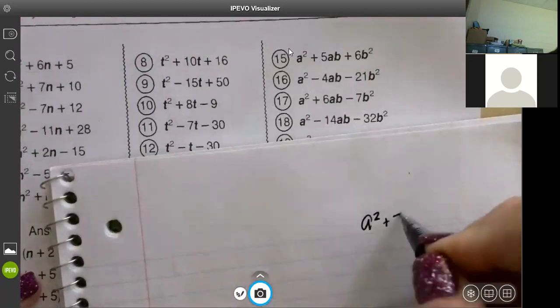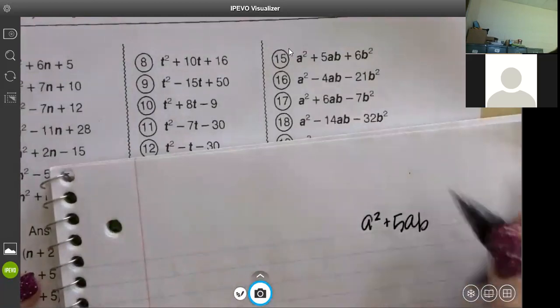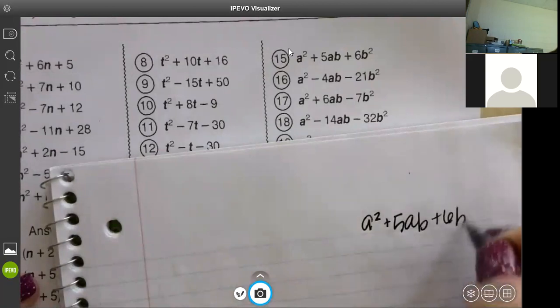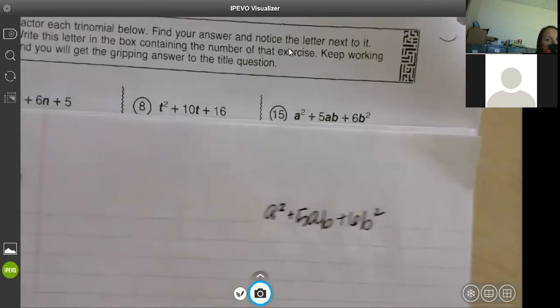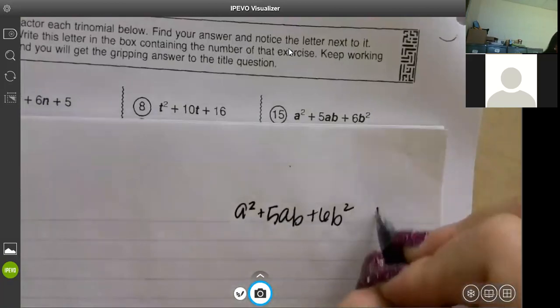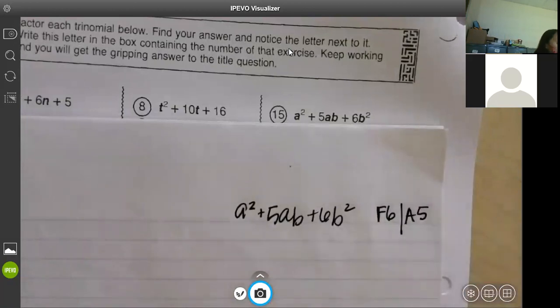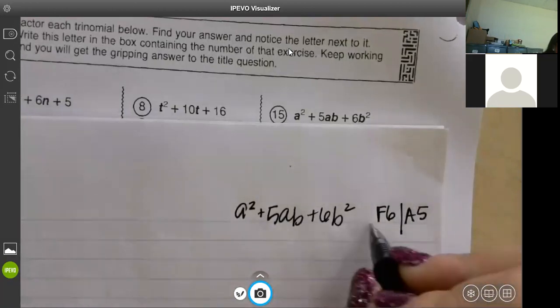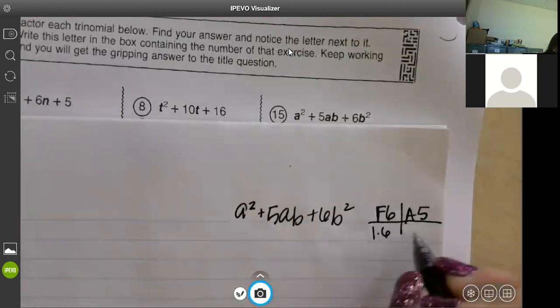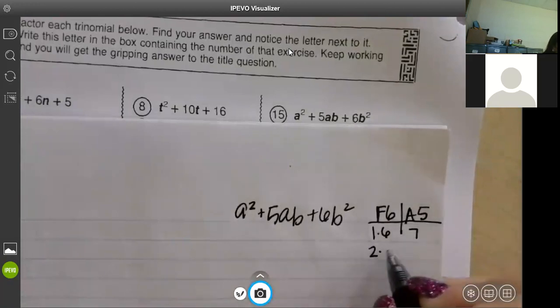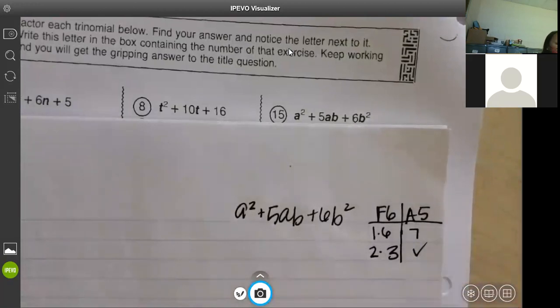We have A squared plus 5AB plus 6B squared. That's your first one right there. We're still doing the same thing. Factors of the last that add to the middle. Your factors of 6 are 1 and 6, which adds to 7, or 2 and 3, which adds to 5.